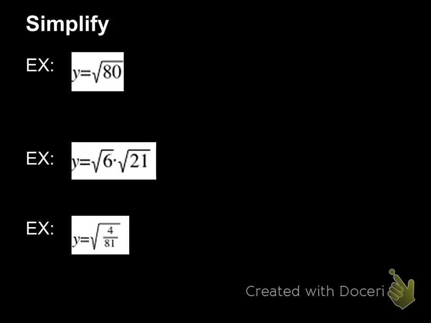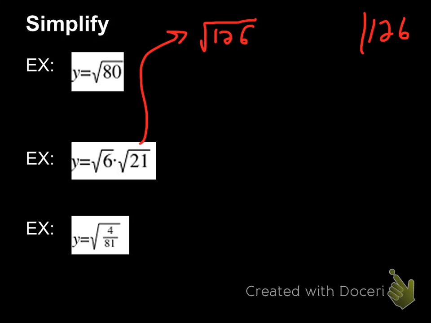So what is 6 times 21? Let's move up here. 126. So this is the same as the square root of 126. Don't trust me, okay? No, I trust you. All right, so let's take 126 and let's factor it. Prime number that goes into 126? 2. What do you get?